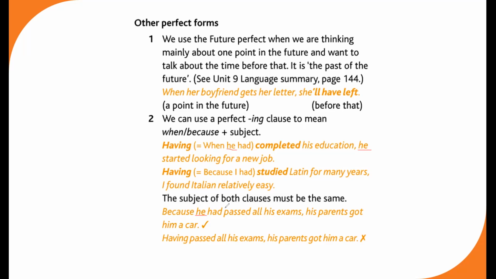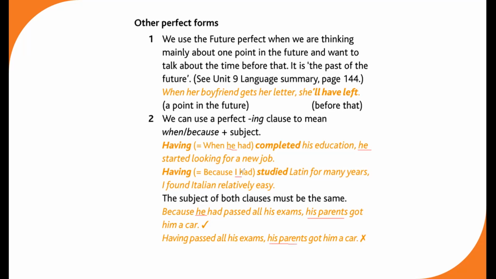Because he had passed all his exams, his parents got him a car, okay? En este caso es diferente, ¿ok? Aquí no podemos usar esta estructura de having passed his exams. Esta la podríamos usar si dijera having passed his exams, he bought a car, ¿ok? Si acá el sujeto fuera él, he, sí podríamos usar el having, ¿ok?